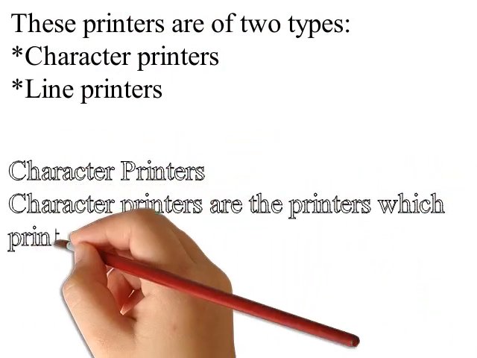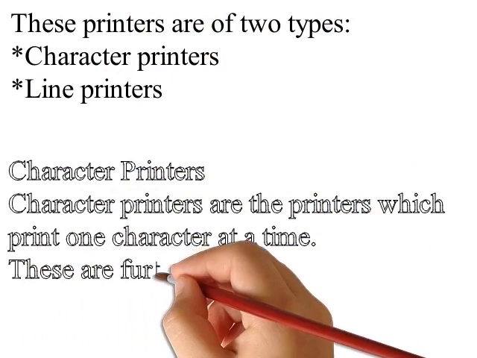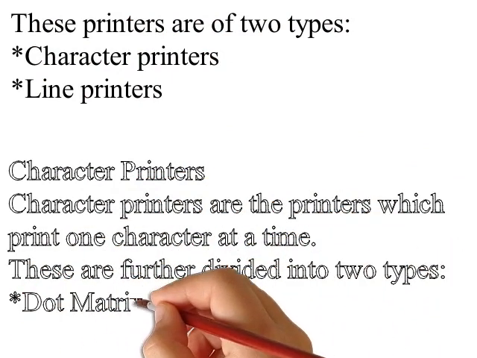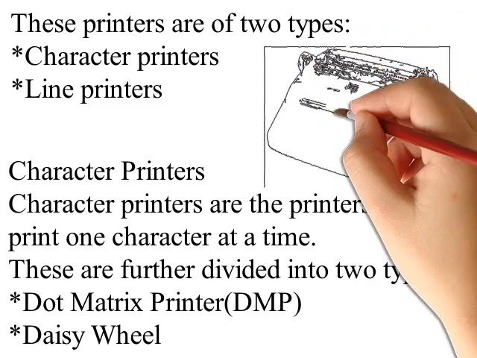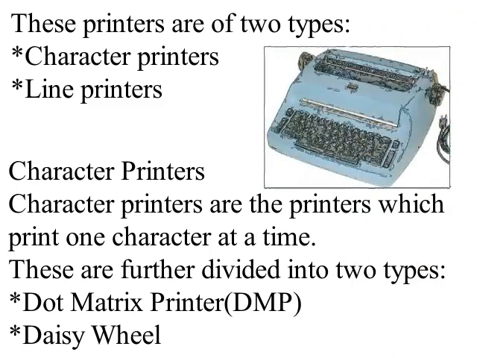Character printers. Character printers are printers which print one character at a time. These are further divided into two types: dot matrix printer and daisy wheel. This is an image of a dot matrix printer.